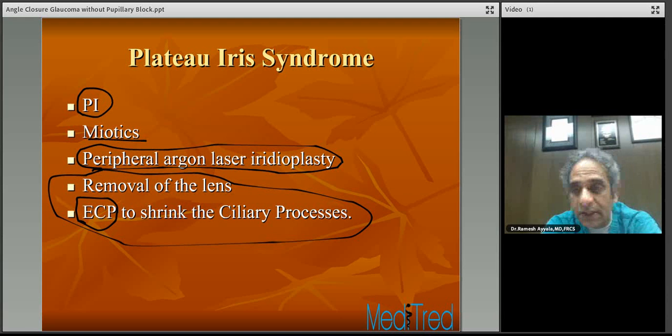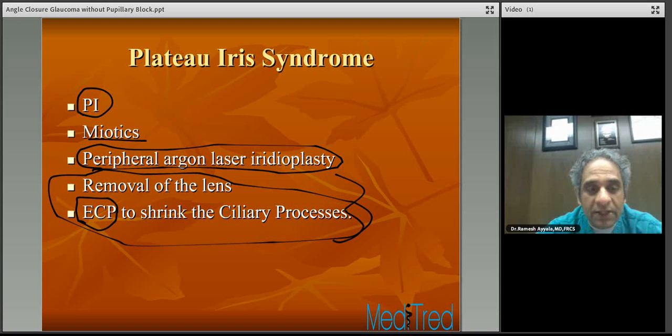that may be associated with Plateau iris by doing a PI, and this may break the attack, especially if the patient has a Plateau iris configuration. If this does not help, then do a combination of pilocarpine with argon laser iridoplasty. And if that does not resolve the episodes, then move to the last step, which is removal of the lens and ECP to shrink the ciliary process. This combination usually works in almost all the patients.